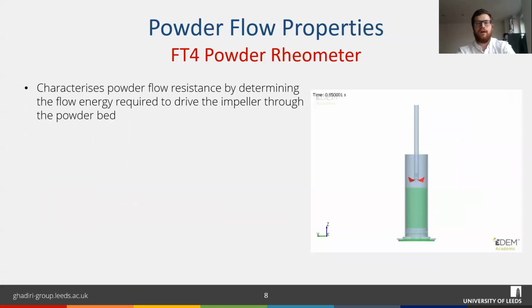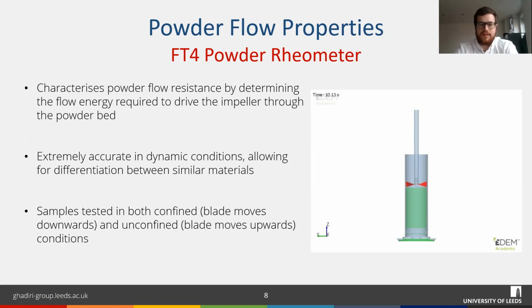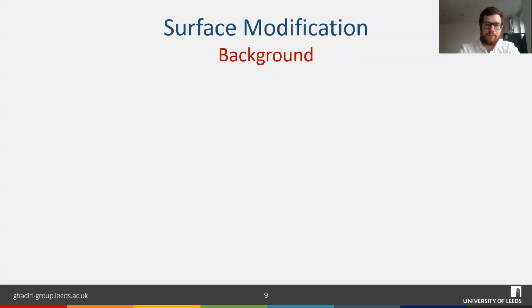So for our powder flow properties, we use an FT4 powder rheometer. And this characterizes the powder flow resistance by determining the flow energy required to drive the impeller through the powder bed. And it's very accurate in dynamic conditions. So you can allow for differentiation between similar materials, which is quite useful when we're looking at different surface modifications of glass beads. And for the purpose of this test, the samples have been tested in both confined and unconfined conditions, which essentially just means that the blade moves downwards and then moves back up, and we've characterized the energy required to drive through the bed in both conditions.